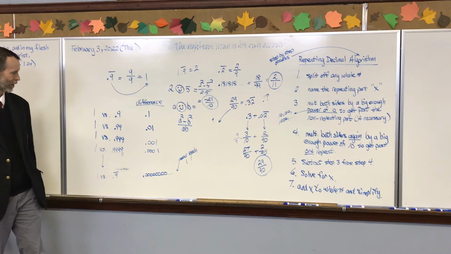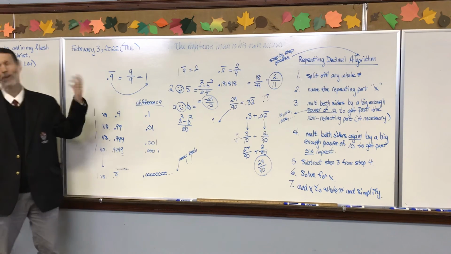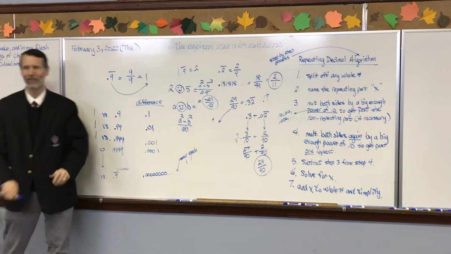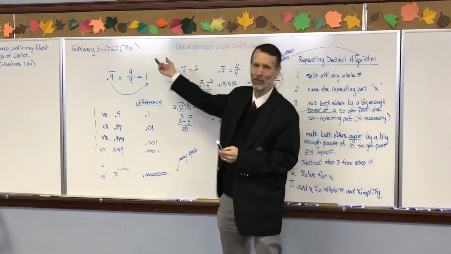So what's the biggest number that's less than 2? There is no such number. It doesn't exist. You can always get closer. And 1.9 repeating doesn't work because it's equal to 2.